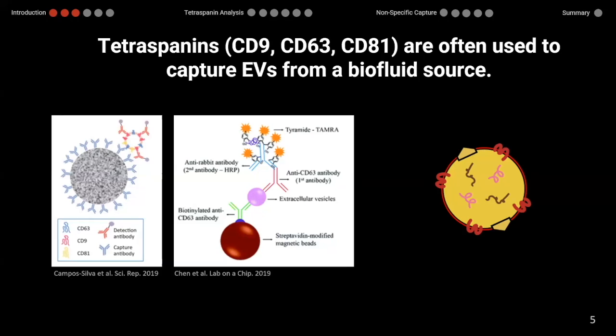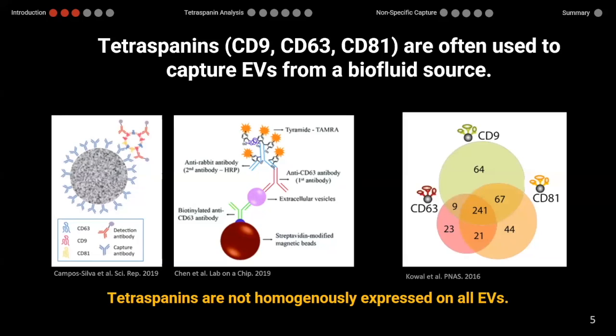However, more and more work is showing that these tetraspanins are not homogeneously expressed across all EVs in a population, even from a single cell line. A couple of these works show that there are subpopulations of tetraspanin expression. This means that when we capture by a single tetraspanin, we're only getting a fraction of the total EV population.